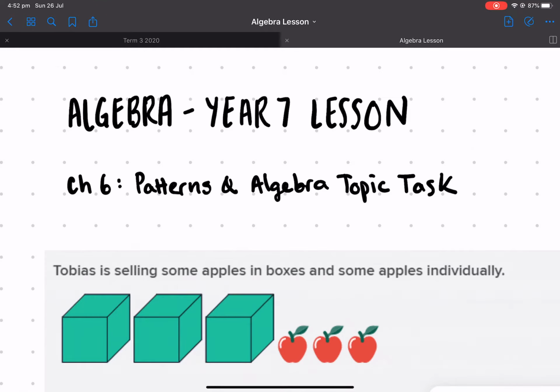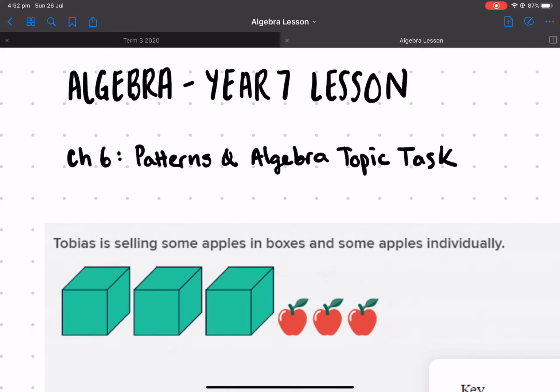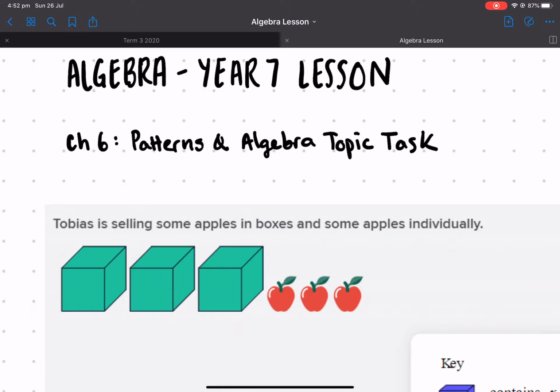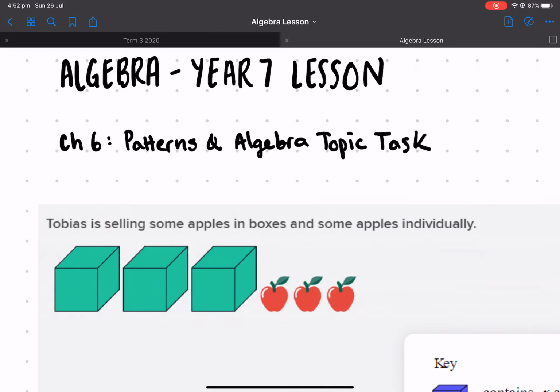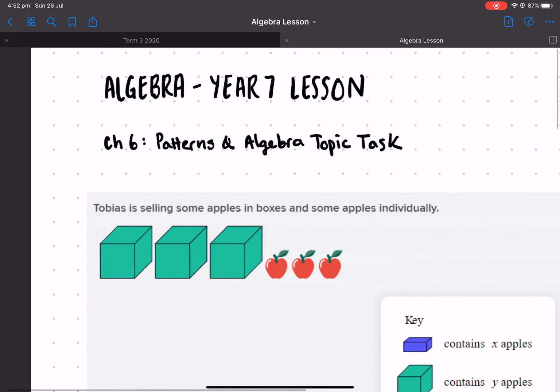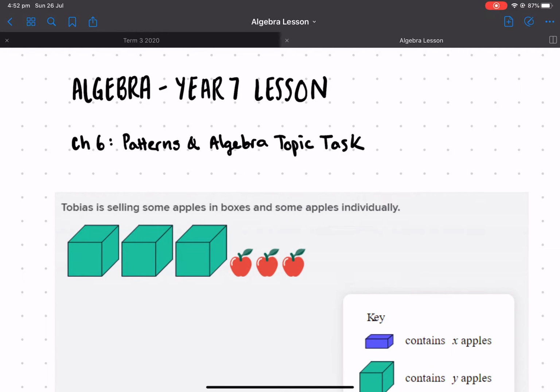Alrighty, hey guys, this is the first lesson in this blended style of go at your own pace, choose your own adventure mathematics. We are first looking at chapter 6, which is all about algebra and patterns. I'm sure some of you have seen this before, and for some of you it might be brand new, which is totally fine. If it is a bit brand new and you're a bit confused, please just let me know, because I can absolutely spend a bit more time helping you out.